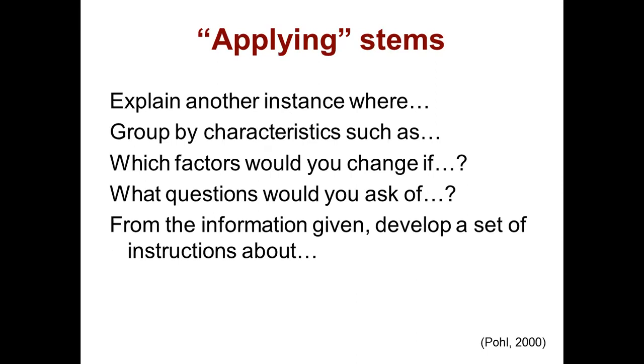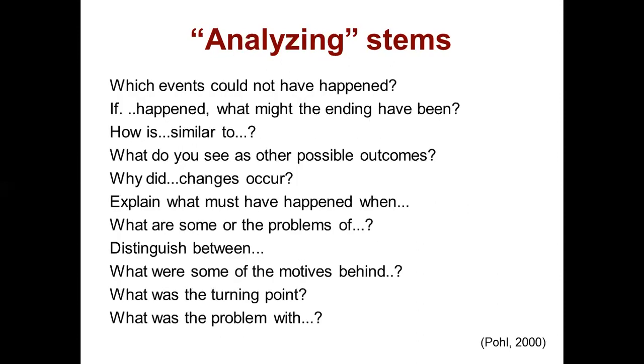Group by characteristics such as, which factors would you change if? What questions would you ask? From the information given, develop a set of instructions about, okay. Then analyzing, which events could not have happened? If happened, what might the ending have been? So they are able to see the relationships of small things.